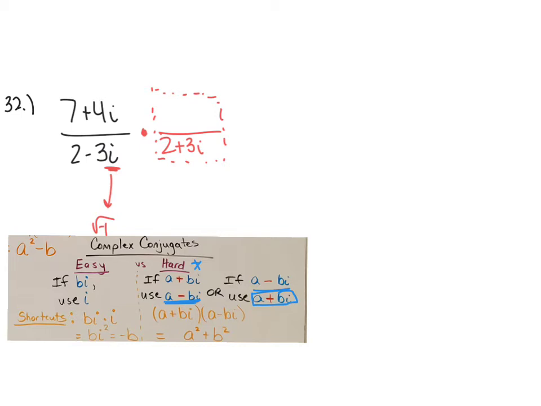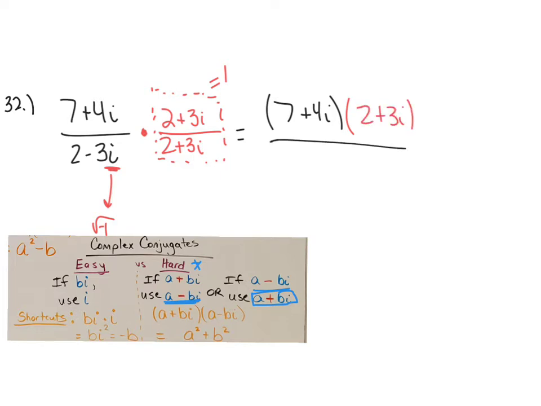Now, on the top, remember, we talked about the top and bottom. This box has to equal 1. So that's why the top and bottom have to be exactly the same. So that's our first step in here. Now, what I'm going to do is put 7 plus 4i, because when you multiply, you just multiply across the top, all over whatever's on the bottom.